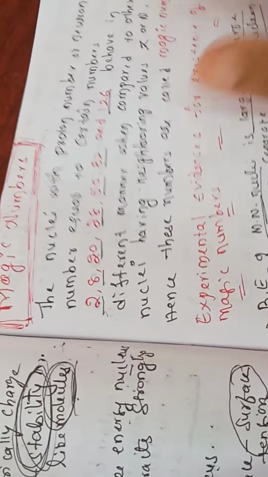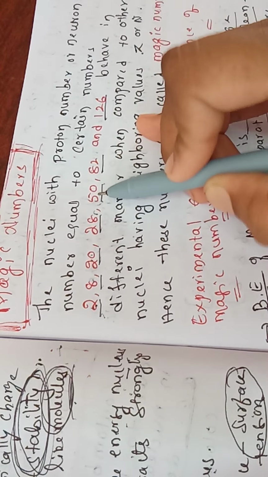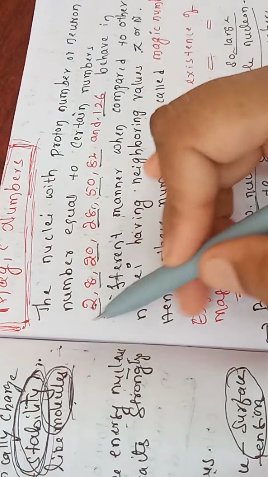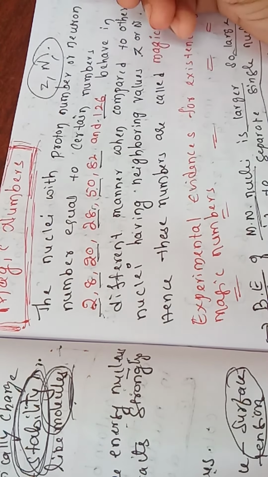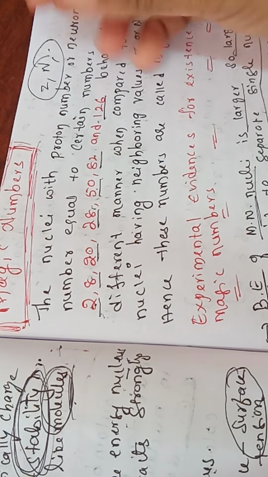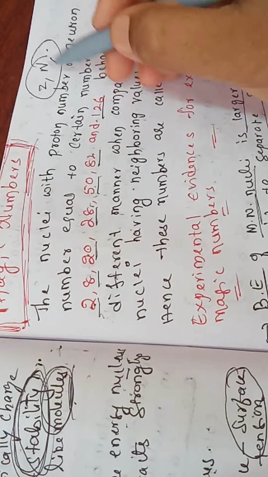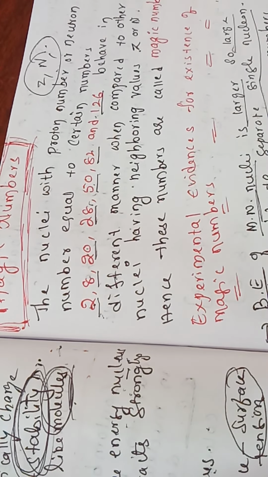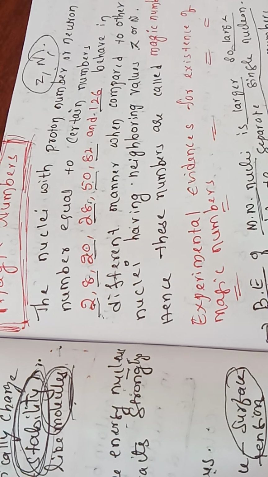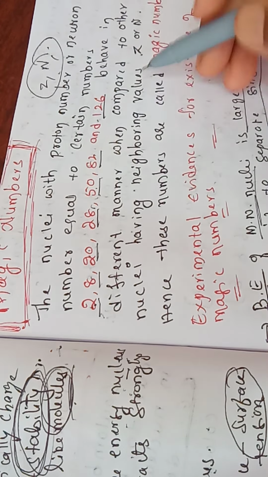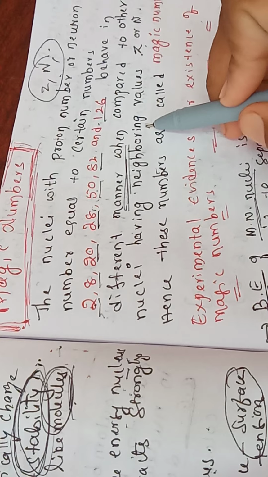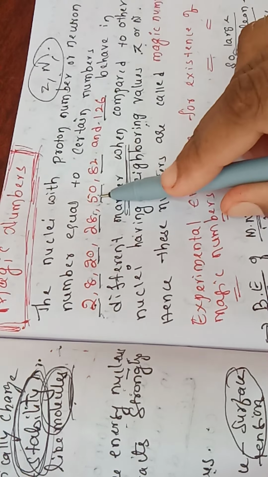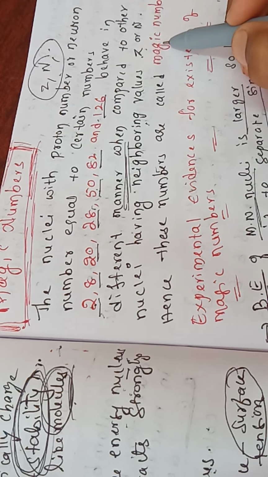So totally, what are magic numbers? Magic numbers are 2, 8, 20, 28, 50, 82, 126. With these numbers, either Z will be a magic number or N will be, or both will be magic numbers. Anything may happen. Depending upon that, their properties will change. So for this, nuclear stability will be there compared to other nuclei. And they have some special different properties and they behave differently compared to the neighboring nuclei. So these numbers we call magic numbers.